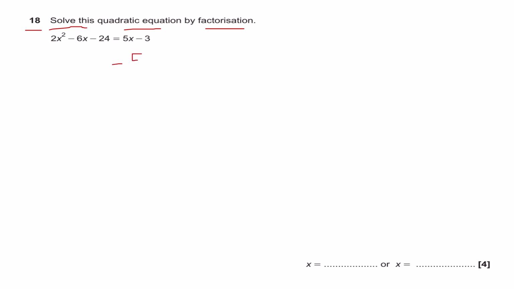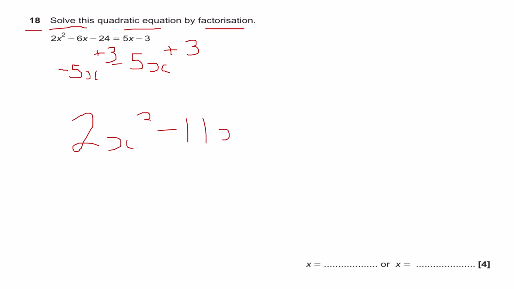So I'm going to subtract 5x on both sides, and I'm also going to add 3 simultaneously. You're doing it to both sides to balance each side respectively. What do I get, guys? Well, I'm going to get 2x squared minus 11x minus 21 equal to 0. Minus 6x minus 5x makes minus 11x, and then minus 24 plus 3 gives you minus 21.